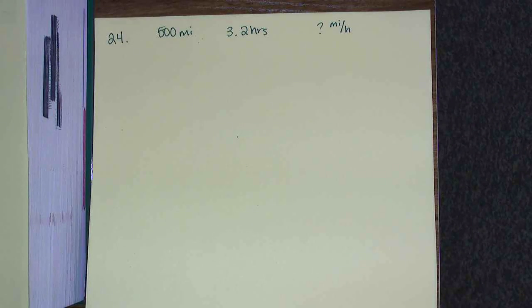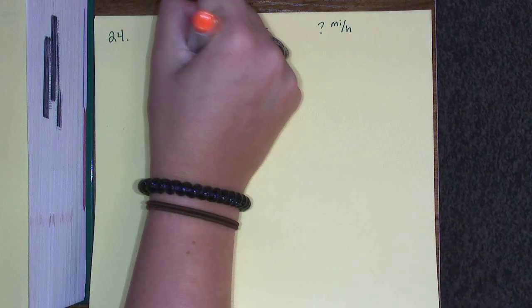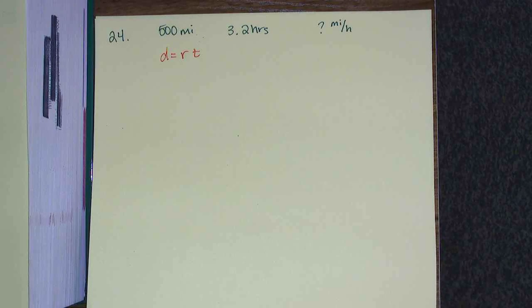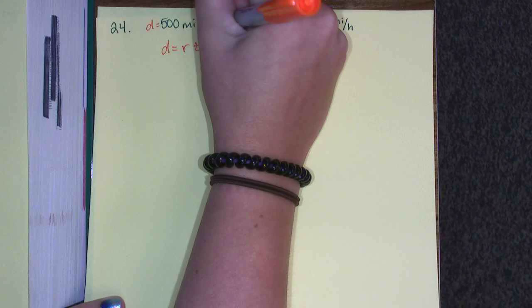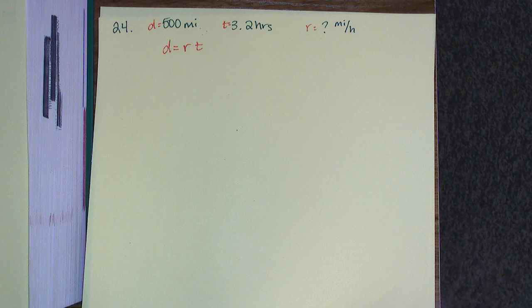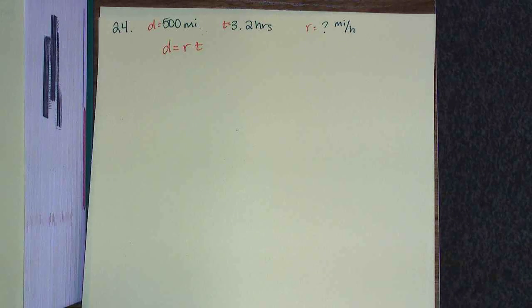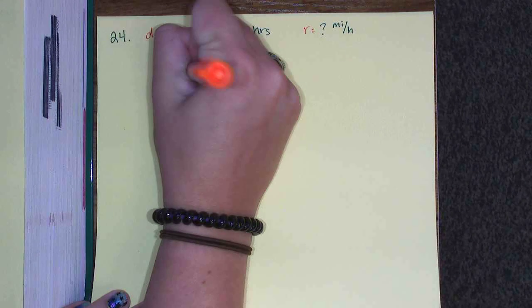Alright, so this is still using the formula from yesterday, from the first problem that we did, of D is equal to RT. Okay, so if we wanted to label these things, the 500 is D, T is 3.2 hours, and R is this rate that we're looking for. Alright, so I need to solve for R. So how do I get R by itself? Divide by T. So R is equal to D over T.